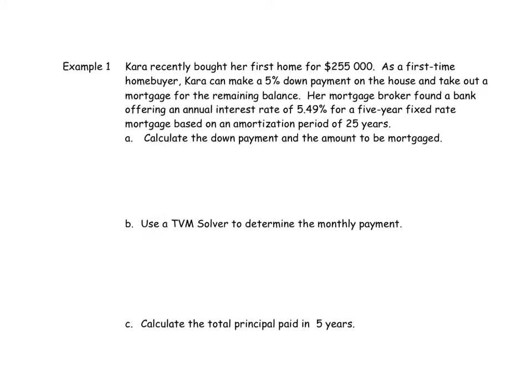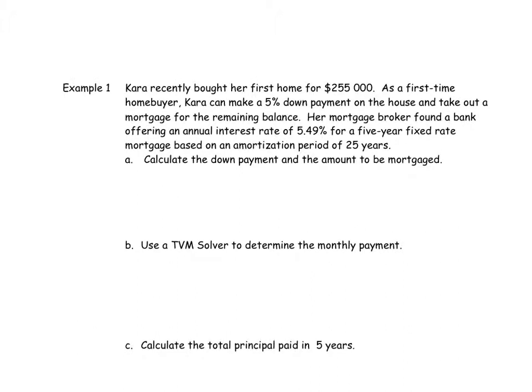Okay, let's look at an example here. It says Kara recently bought her first home for $255,000. As a first-time home buyer, she can make a 5% down payment on the house and take out a mortgage for the remaining balance. Her mortgage broker found a bank offering an annual interest rate of 5.49% for a 5-year fixed-rate mortgage based on an amortization period of 25 years. Calculate the down payment and the amount to be mortgaged.